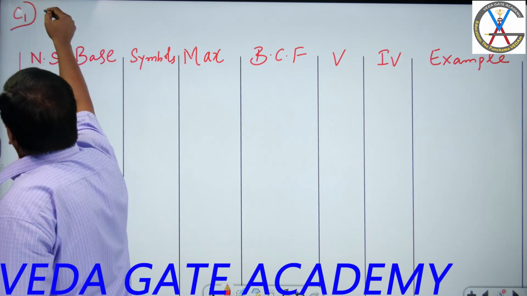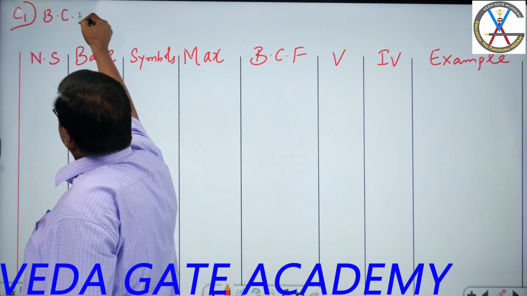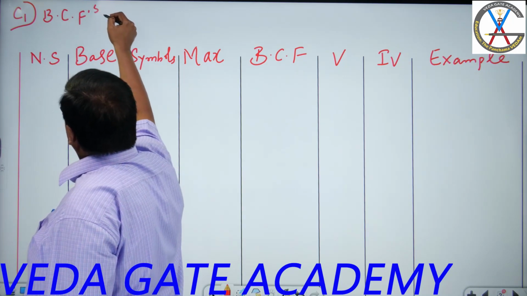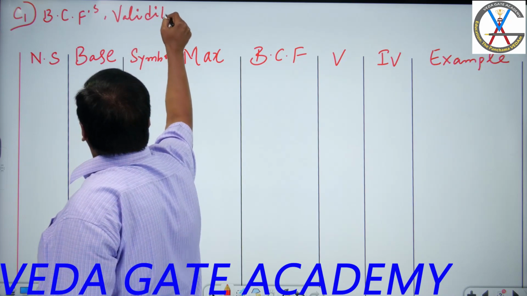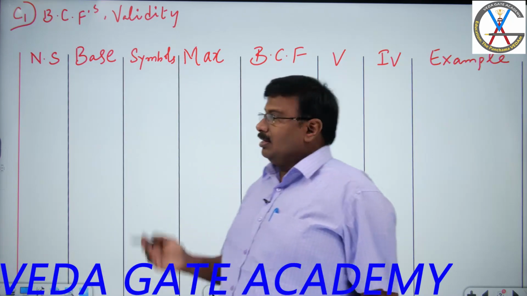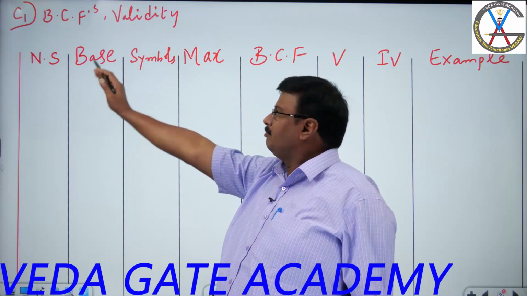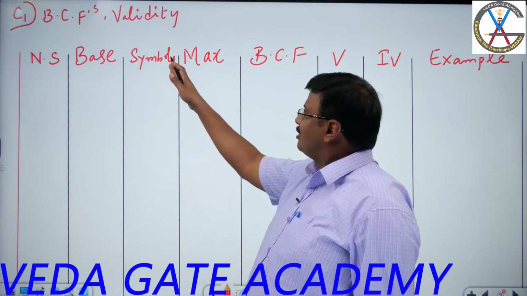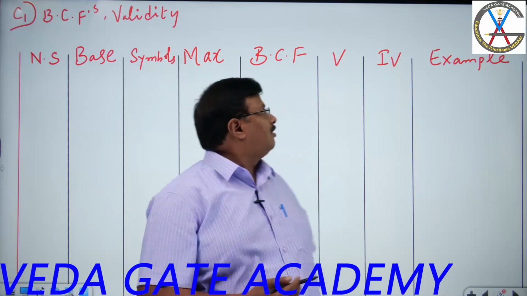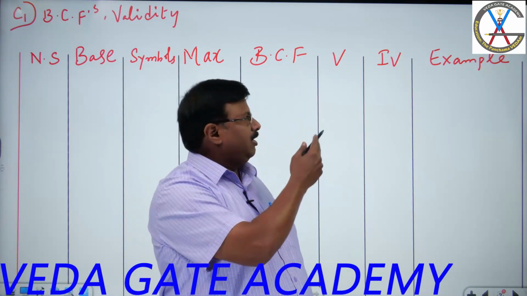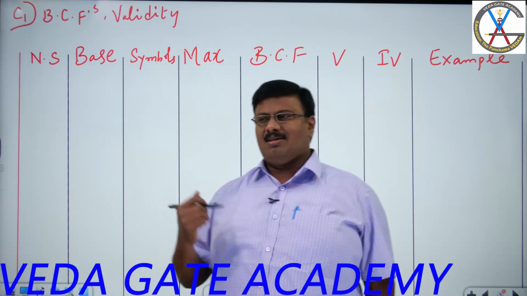Concept number one is binary coded formats validity. The titles in the table are number system, base of the number system, symbols used, maximum symbol, binary coded format, validity, invalid, and an example. And let's begin to talk from a generic form.